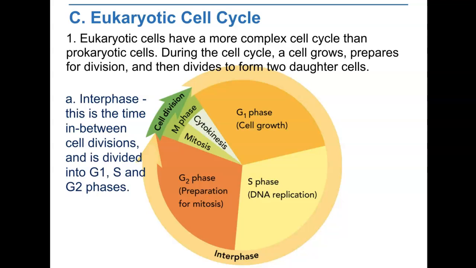Eukaryotic cells have a much more complex cell cycle than prokaryotic cells. During the cell cycle, a cell grows, prepares for division, and then divides to form 2 new daughter cells. The first part of the cell cycle is called interphase. This is known as the in-between phase and is divided into 3 phases, G1, S, and G2.